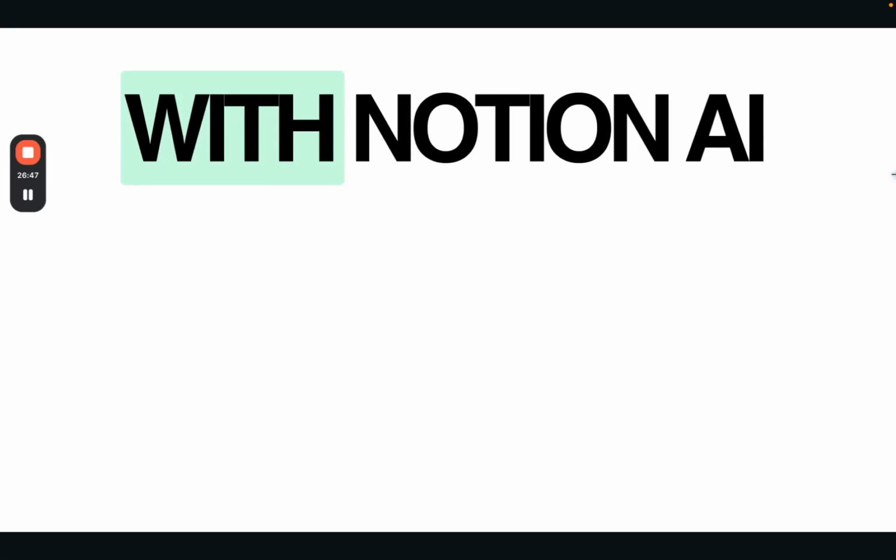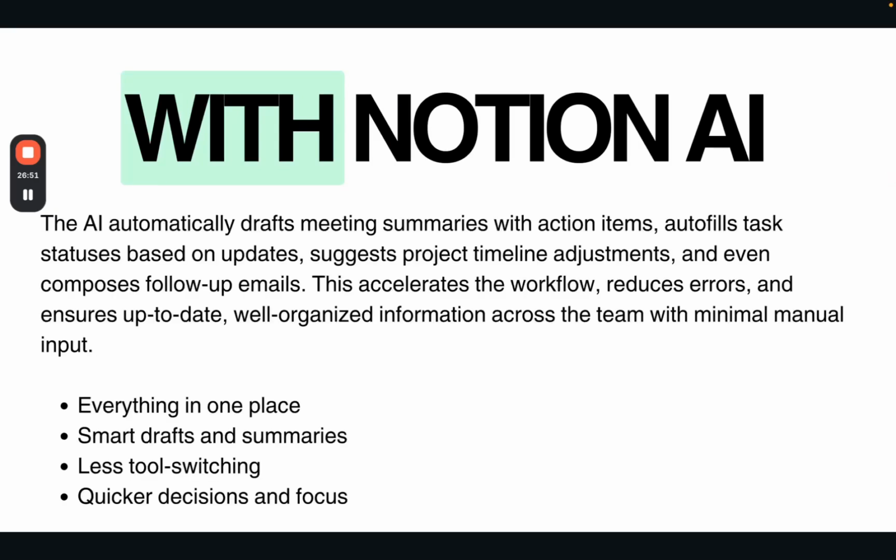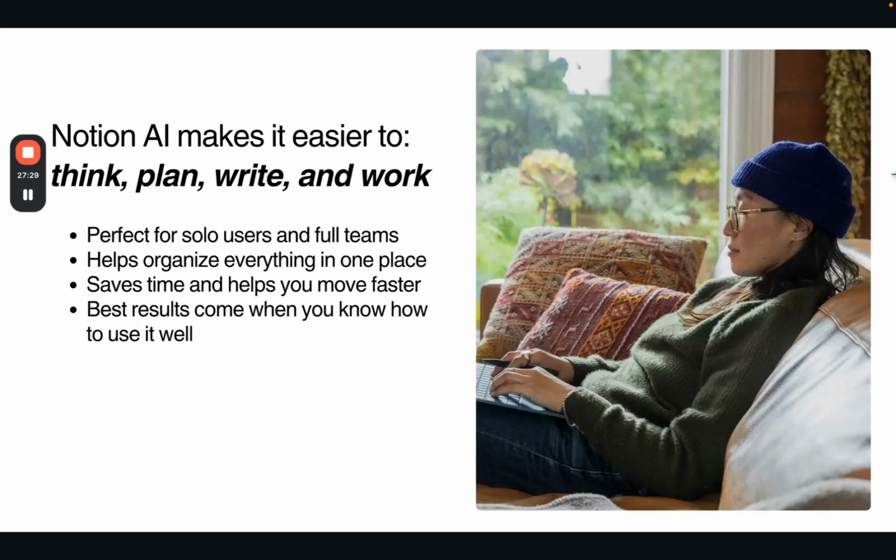But if you use Notion AI, the AI automatic summaries with action items, autofills task statuses based on updates, suggests project timeline adjustment, and even composes follow-up emails. This accelerates, ensures up-to-date, well-organized information across the team with minimal manual input. Everything is in one place, smart drafts and summaries, less tool switching, and of course it's quicker decisions and more focused results. So Notion AI makes it easier to think, plan, write, and work.